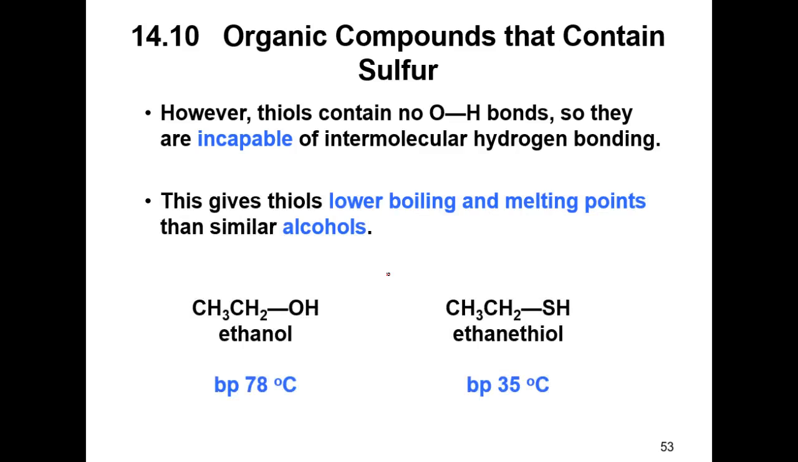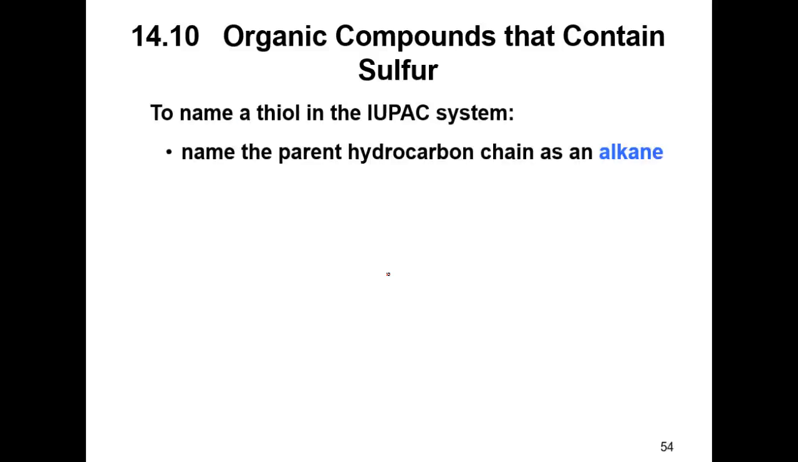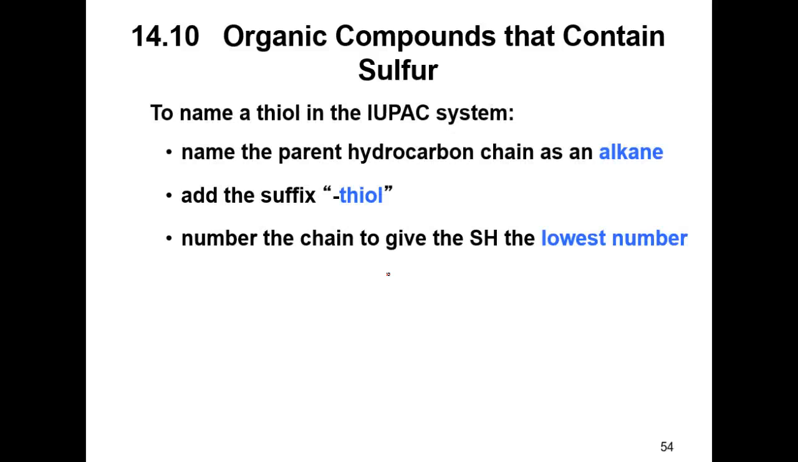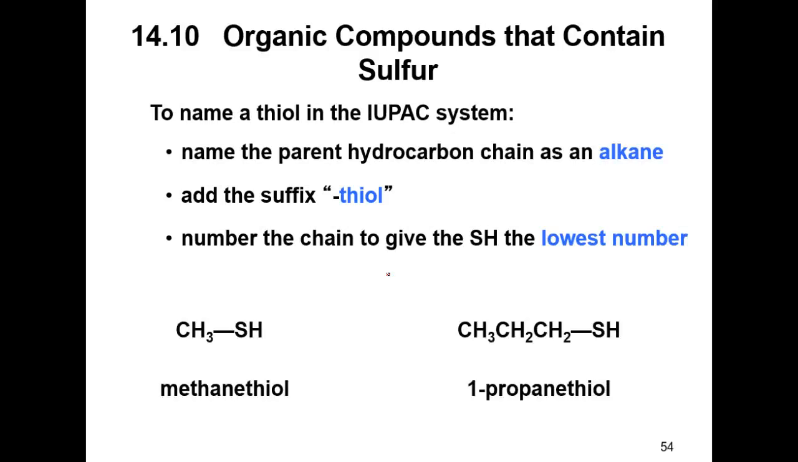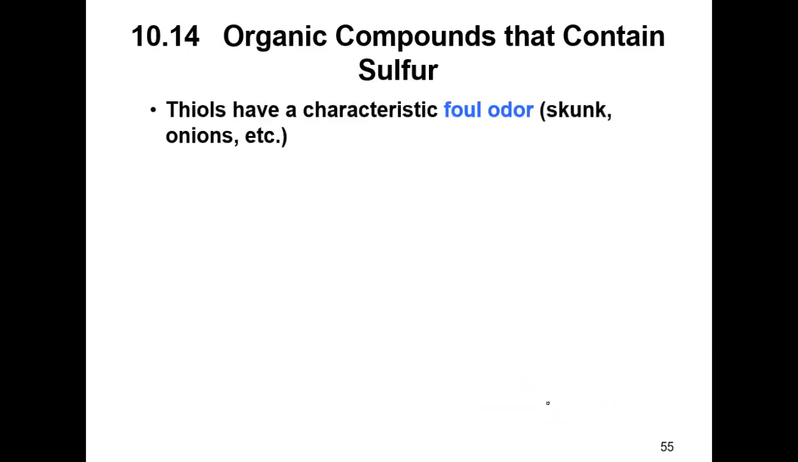So here's an example of an alcohol to a thiol. We're talking a difference of, what, 43 degrees here, all right, almost half. All right, the IUPAC, I'm not really going to hold you that responsible for naming thiols, but basically you name the alkane and then put thiol at the end. So methane thiol, 1-propane thiol. All right, so it's the name of the alkane followed by thiol.